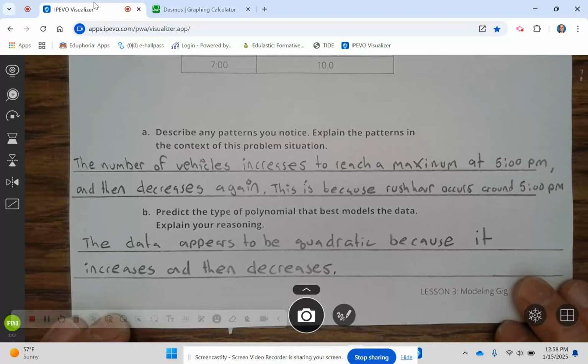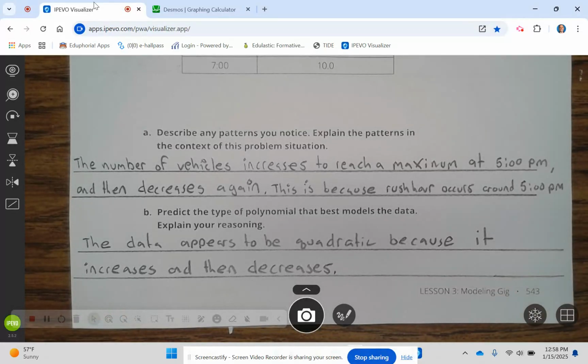Let's take a look at A. Describe any pattern you notice. Explain the patterns in the context of this problem situation. The number of vehicles increased to reach a maximum at 5 p.m. and then decreased again. This is because rush hour occurs around 5 p.m. B. Predict the type of polynomial that best models the data. Explain the reasoning. The data appears to be quadratic because it increases and then decreases. All right, let's take a look at the next page.